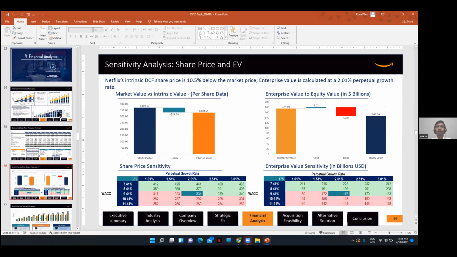If we vary the perpetual growth rate, what is the share price we get? If we vary the perpetual growth rate, then what is the enterprise value we get on the right? And you can see the waterfall chart. The left chart is going from the market value that Netflix currently has, the share price, and then the intrinsic value of 330, and how you can see the market overvalues it by $38. On the right, you can see how we go from enterprise value to equity value, and that is the kind of valuation we've done using DCF.